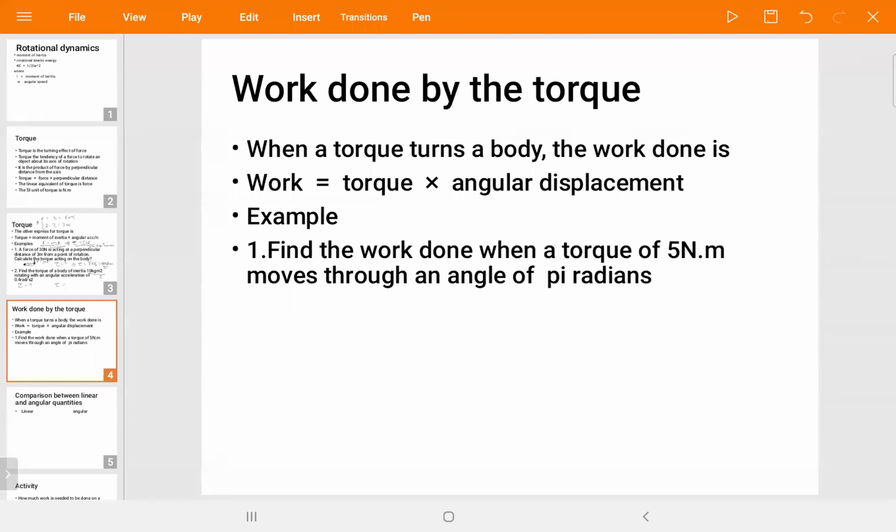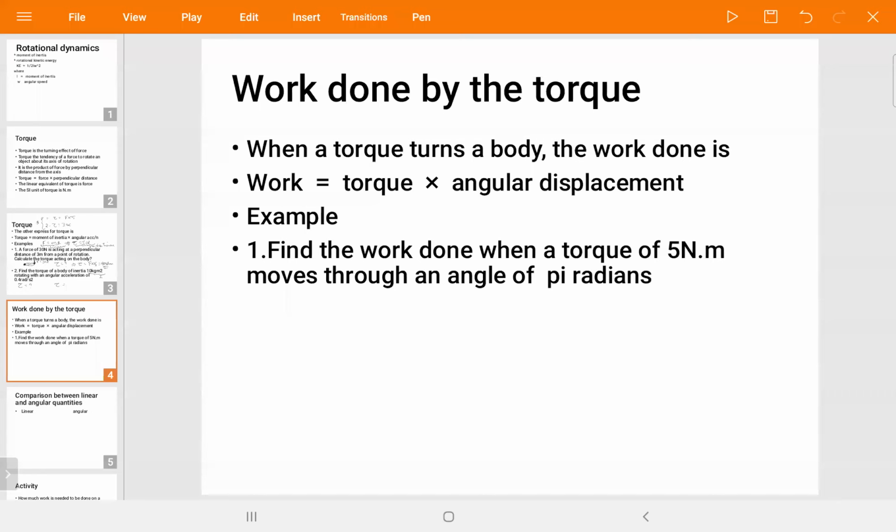This work done by a rotating object is work done by torque, because the work is done due to the turning of an object or a turning effect of an object, not by linear force, but by torque. Then the work done by torque is a product of torque times angular displacement.